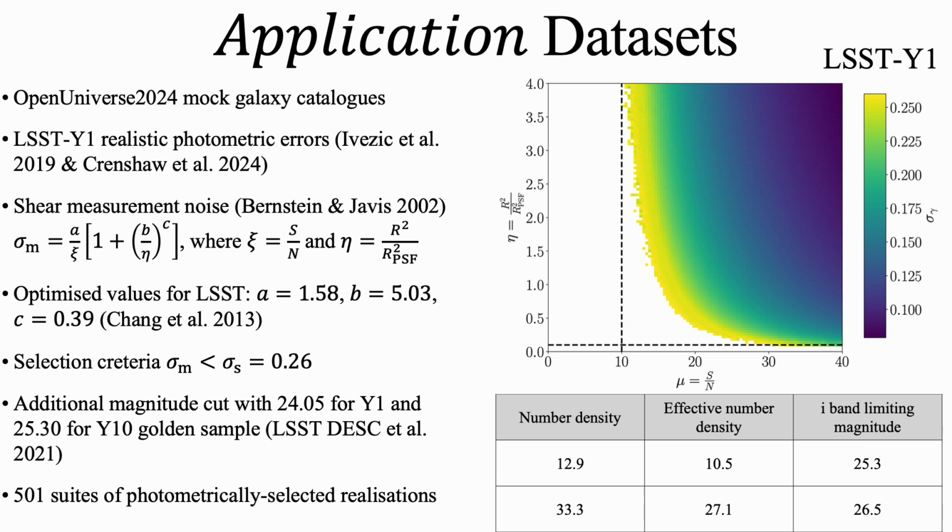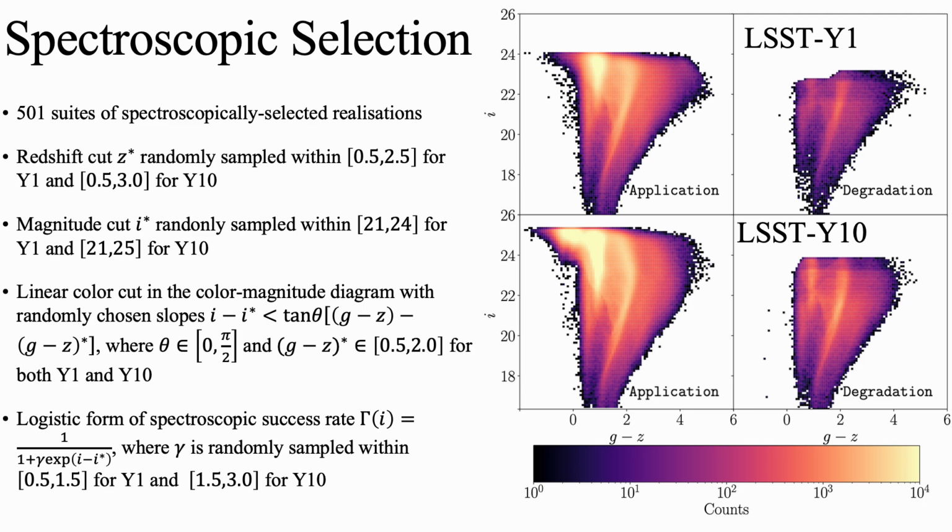In addition, we incorporate magnitude cuts following the Gold sample defined in the LSST DESC science requirement document. We create 500 plus 1 application datasets with different realisations of photometric noise. Subsequently, we also create 500 plus 1 spectroscopically selected datasets to provide a wide range of all spectroscopic surveys possibly available for LSST cosmological analysis.